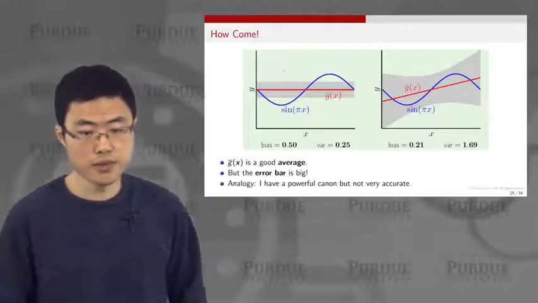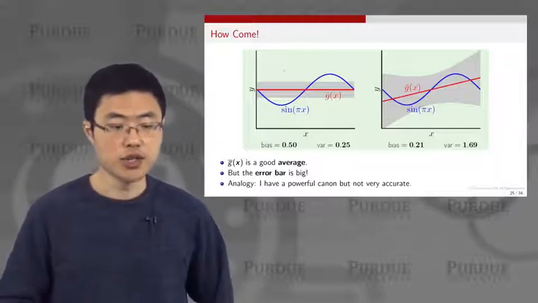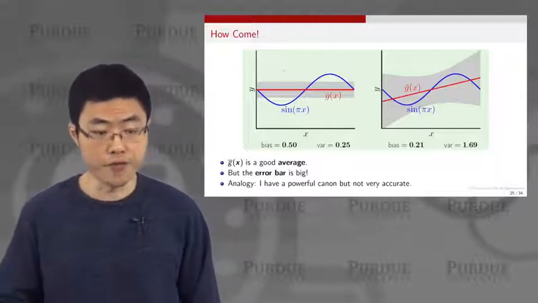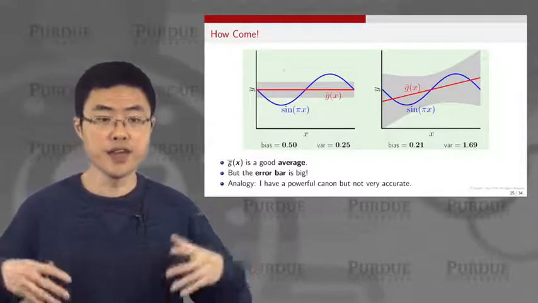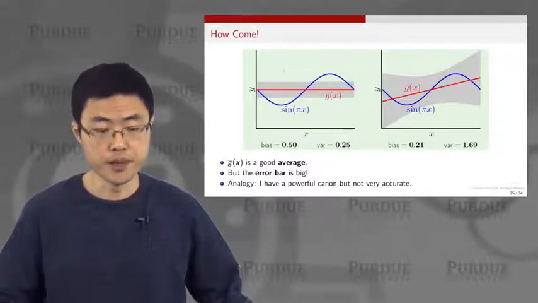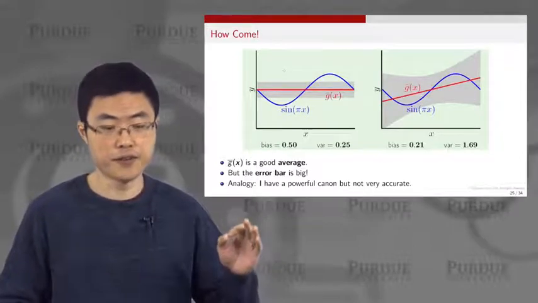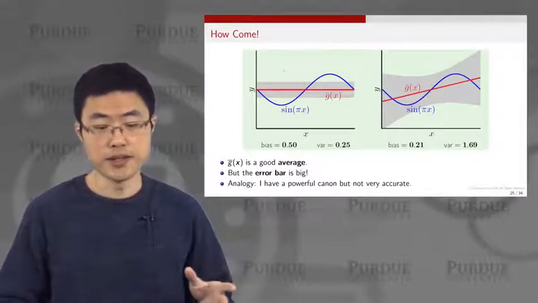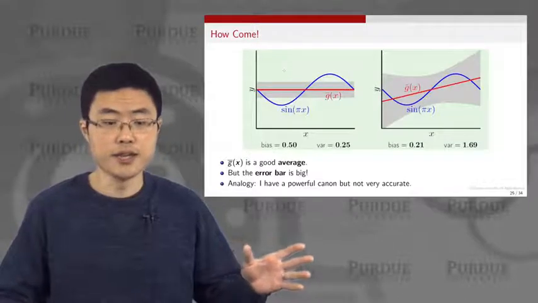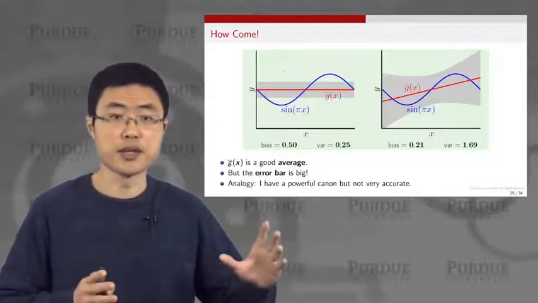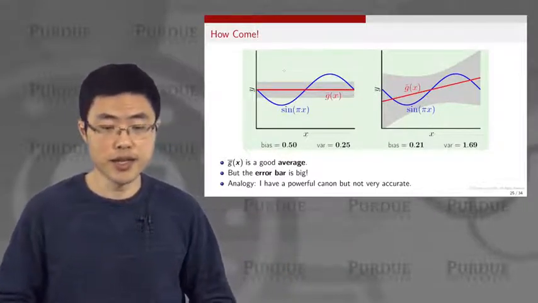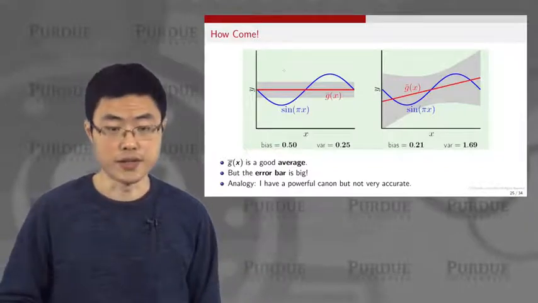So this slide summarizes what's happening here: g-bar is a very good average, but your error bar, your variance, is very big. What it corresponds to is that you have a very powerful cannon, but it's not accurate. Therefore, ultimately, when you calculate the generalization error, that is not a very good generalization.